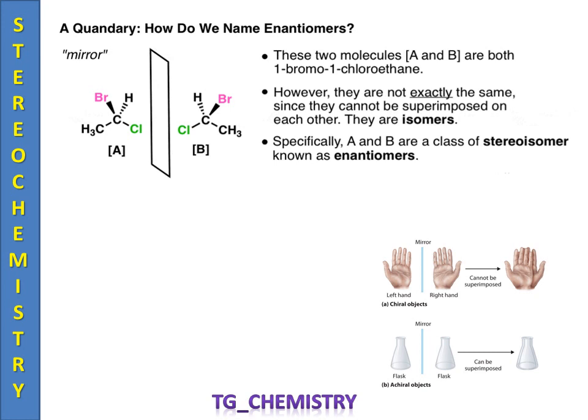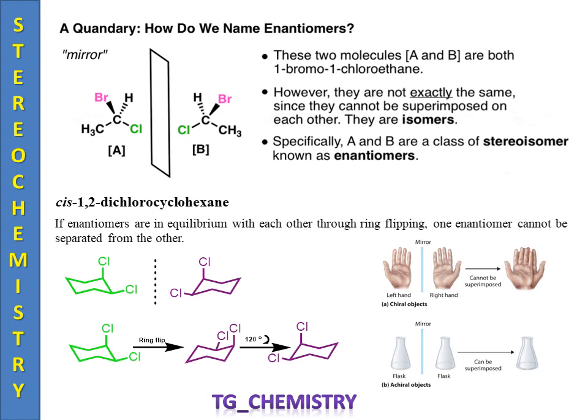Here one thing needs to be remembered: when we talk about superimposition, the left hand should be picked up and put on the right hand in the fashion you can see in the picture on the right-hand side, so that the thumbs of both hands point in outward directions. That means they are non-superimposable. This is a general concept that needs to be developed, because in most students the concept of superimposition is lacking. Here I will discuss one more example, that is cis 1,2 dichlorocyclohexane.